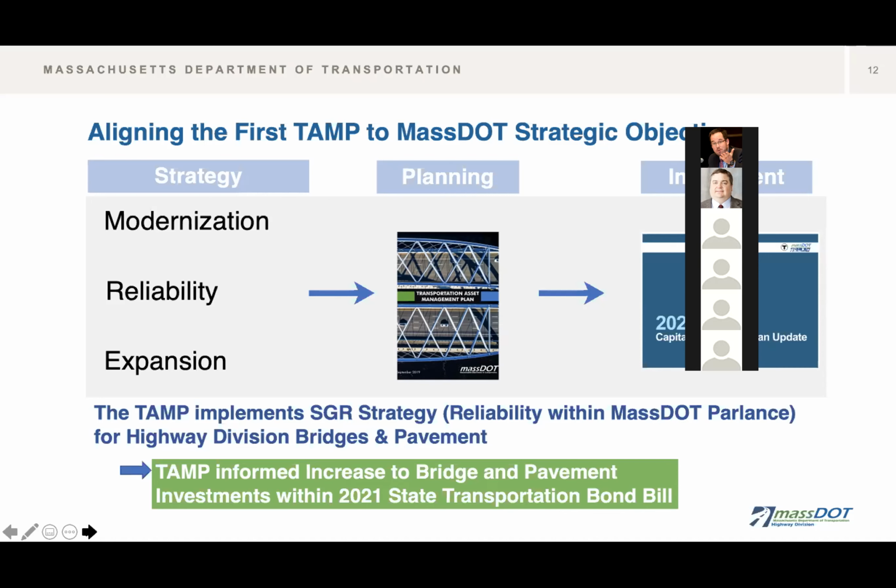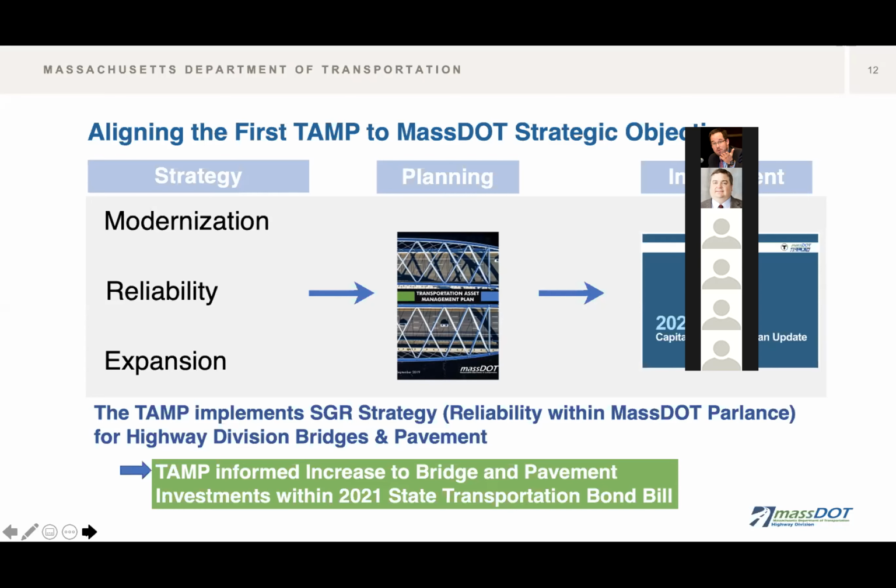So in developing our TAMP, it set us up so that by focusing on bridges and pavements with this first iteration, we would provide that gap, serve that gap that goes from our reliability strategy at the top level to our capital investment plan by way of the TAMP, outlining investment strategies, outlining our project selection processes, all of the processes involved in it, and therefore supporting that capital investment plan directly.